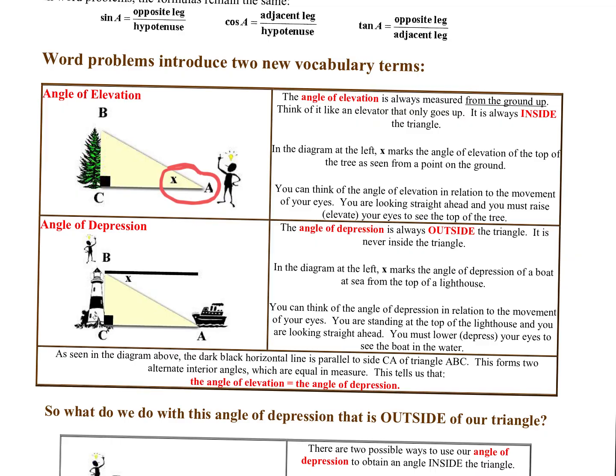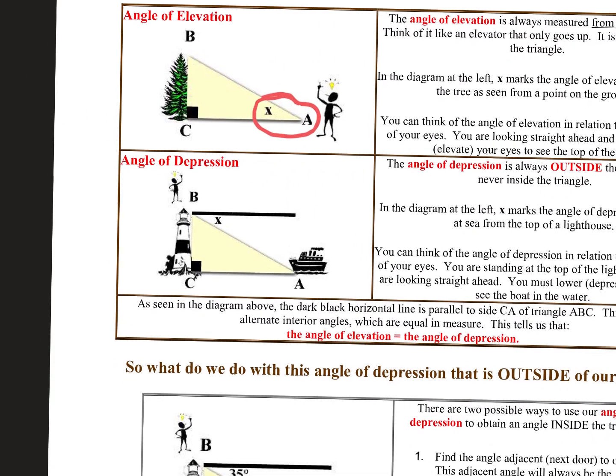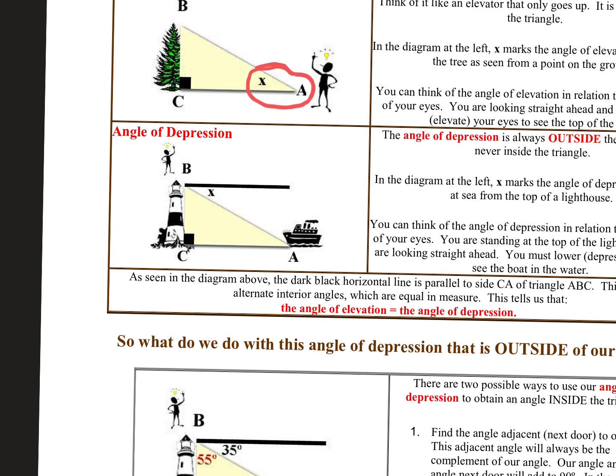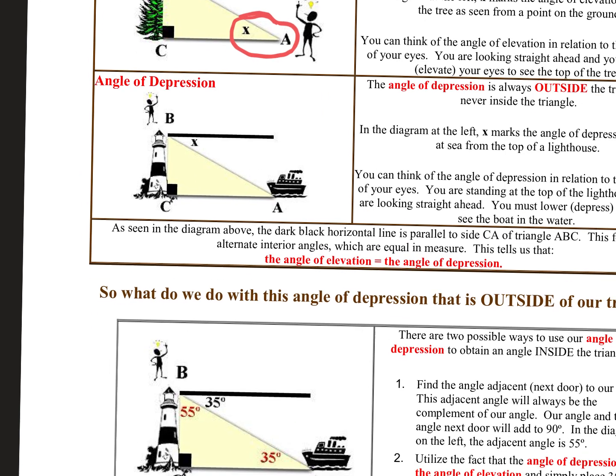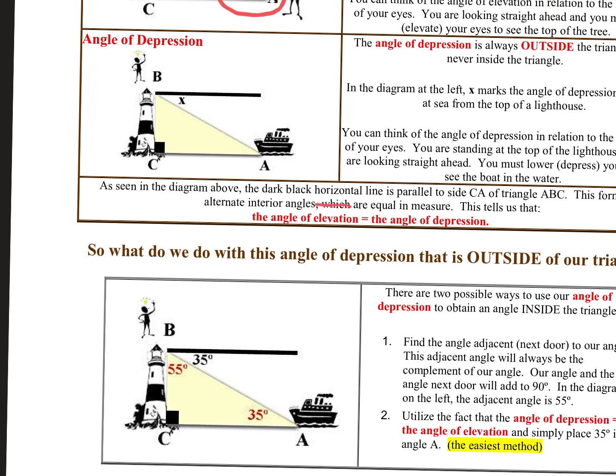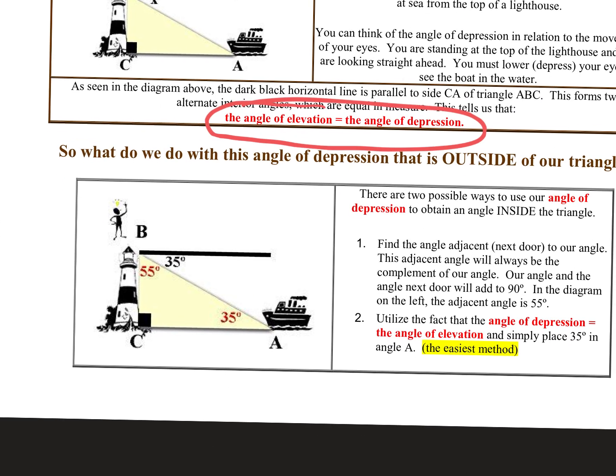The angle of depression, I want you guys to see, is formed outside of the triangle. It's outside of the triangle. So you can look at this two different ways. You can say right here, the angle of elevation is the same as the angle of depression. I'll show you what I mean by that. I showed you that yesterday. Or you can look at it in this way.